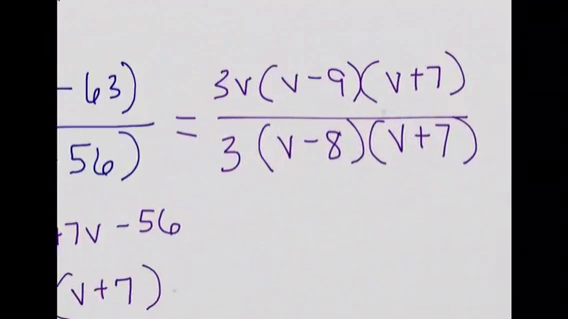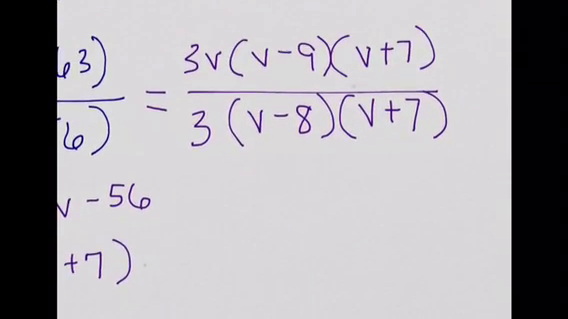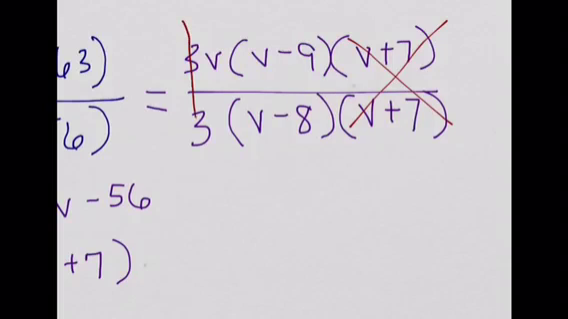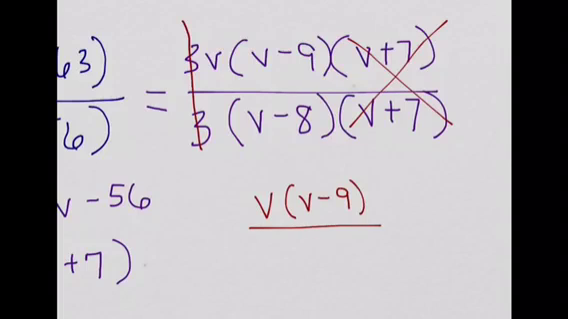And now that everything is factored out, I need to just cancel my like terms and see what's left over. So, as I'm sure you guys can see here, the v plus 7 goes away because it's a fancy one. My 3's actually cancel out because they're a fancy one. So the only thing left over is v times v minus 9 in the top, and that's being divided by v minus 8.